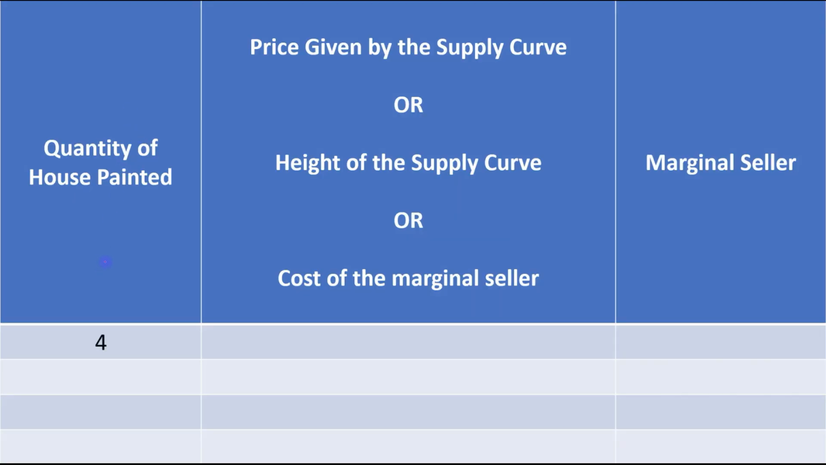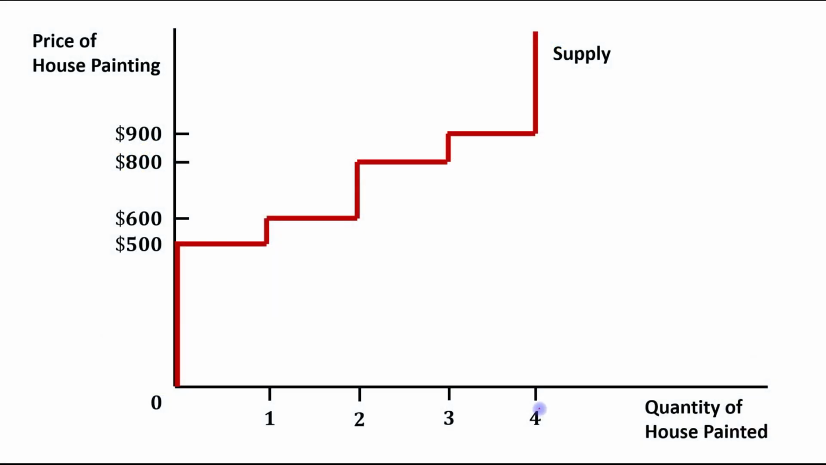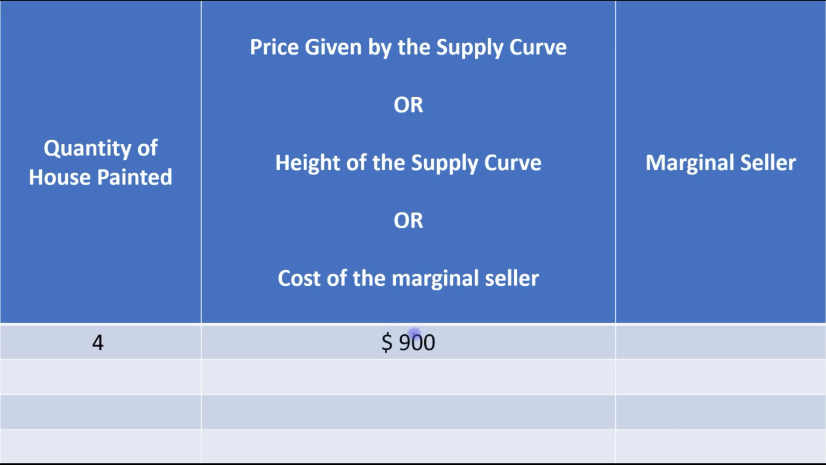So when the quantity of house painted is 4, the height of the supply curve, or the price given by the supply curve, is $900. And in this case, the marginal seller is Mary.